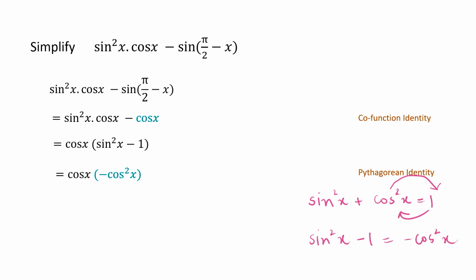So you can see that I have sine square x minus 1 here, which is equal to negative cos square x, and thus I have replaced sine square x minus 1 by negative cos square x. Now if I multiply cos x with negative cos square x, these two terms here, I get negative cos cube x, which is the answer to my question.